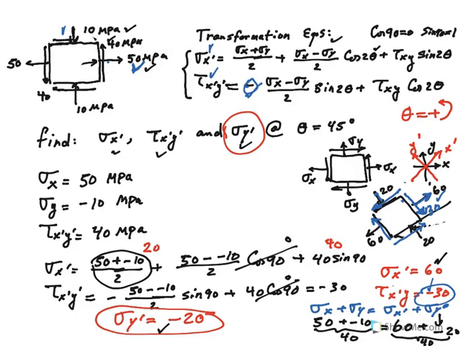And that angle is an important angle. Once we have that angle, we can figure out what those maximum sigmas are. And those maximum sigmas, both sigma x prime and sigma y prime, are called principal stresses. They're denoted by sigma 1 and sigma 2. One is usually maximum, one is minimum. So that would be the next topic that we're going to talk about. Thank you for watching and listening.